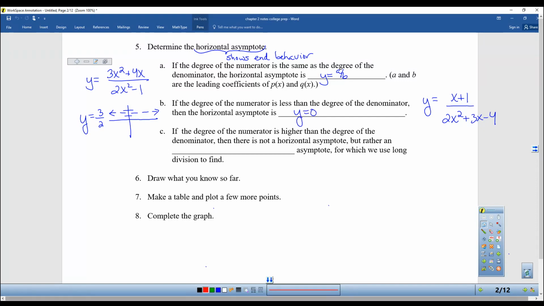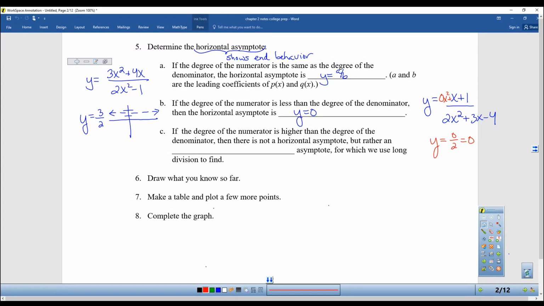And if you're the type of kid that doesn't want to just do something, you want to understand why, think of this as being 0x squared. And then the same rule applies. You can compare the 2 of them. So it's 0 over 2, which is 0. But you could just memorize it. Whenever the degree of the numerator is less than that of the denominator, it's just always going to be 0.